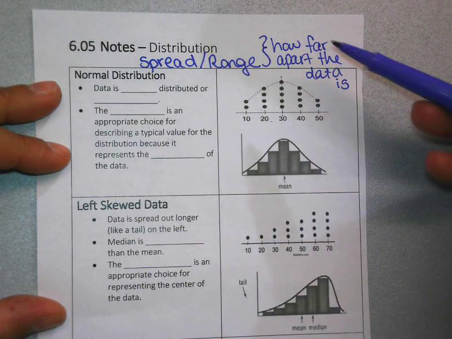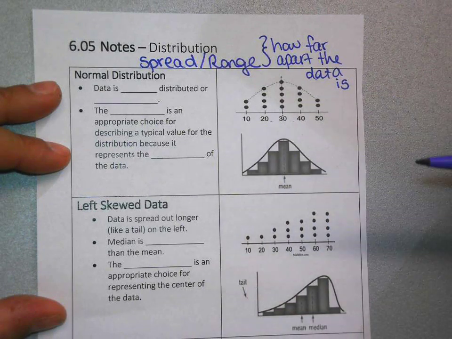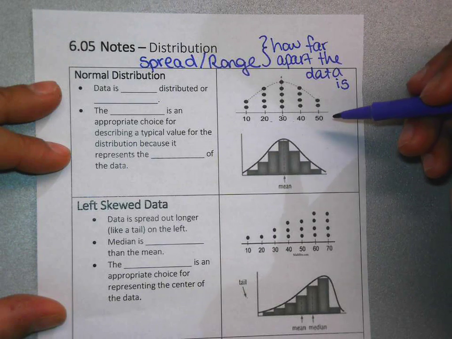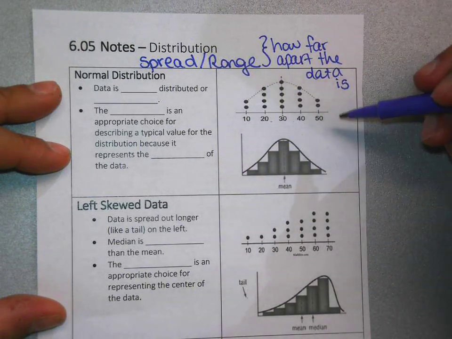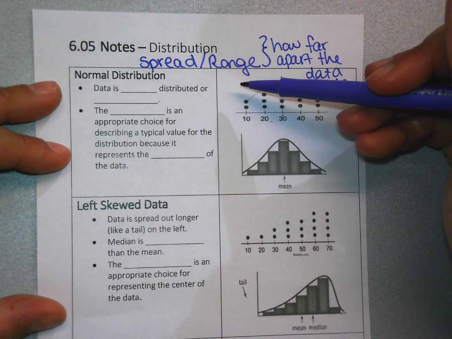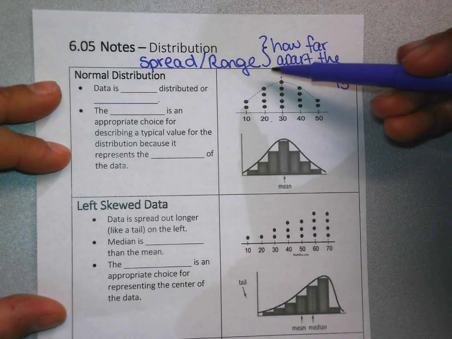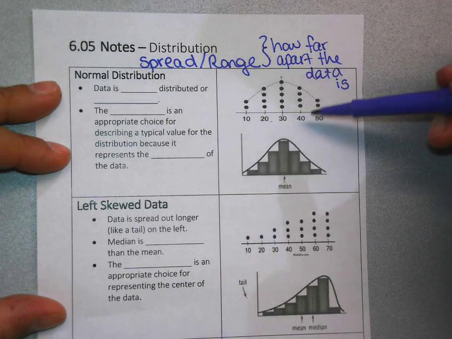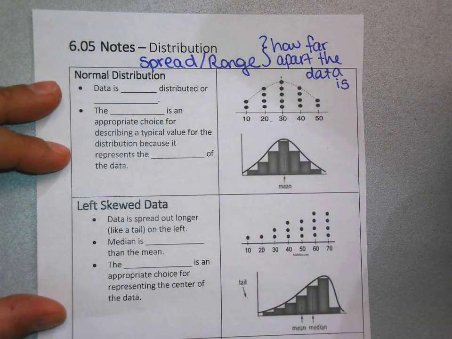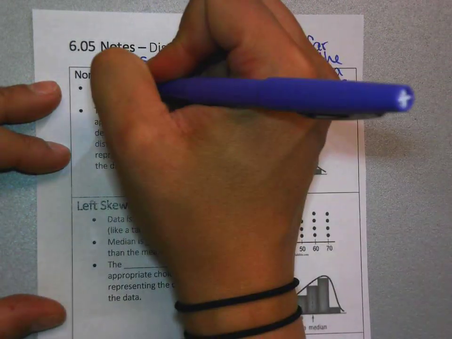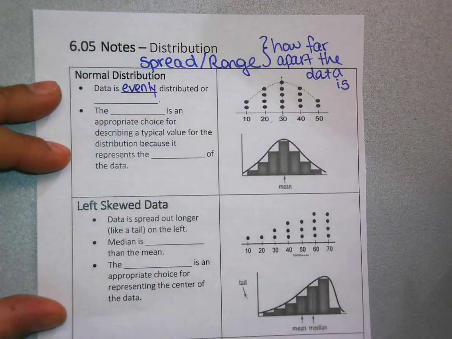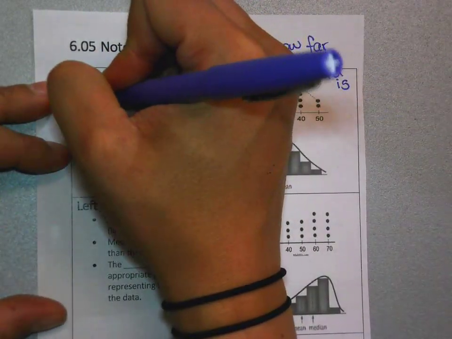Normal distribution is the type of distribution we always want when we're looking at data. So for example, when I give my class a test, I'm always hoping that there's a normal distribution. There's a few numbers on the left and the right side of my graph, but the majority of my students are right in the middle, performing at about average. This is the best kind of data that any statistician or teacher can hope for. So for normal distribution, data is evenly distributed or symmetrical.